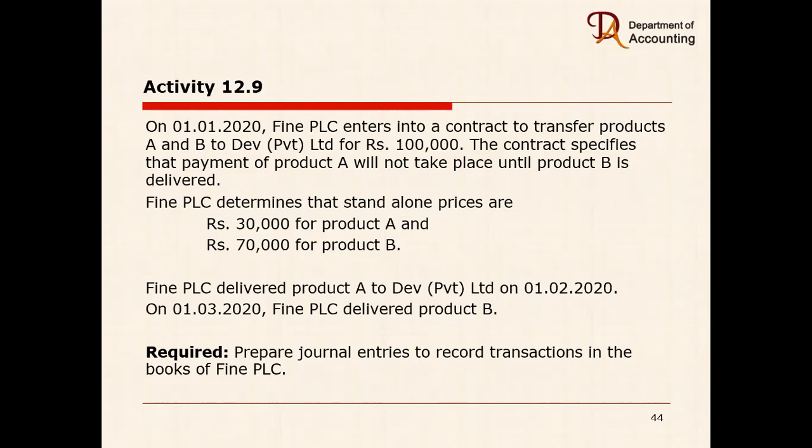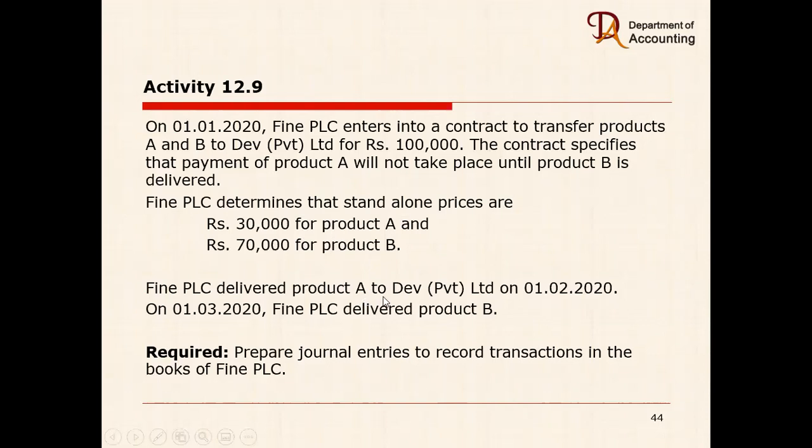The Fine PLC determines that the standalone prices are 30,000 for product A and 70,000 for product B. Product A එකට 30,000යි, product B එකට 70,000යි කියලා standalone prices හොයාගෙන තියෙනවා. එතකොට consideration එකත් 100,000, ඒක discount මොකුත් නැහැ. ඒක product දෙක අතර බෙදලා ගිහිලා තියෙනවා.